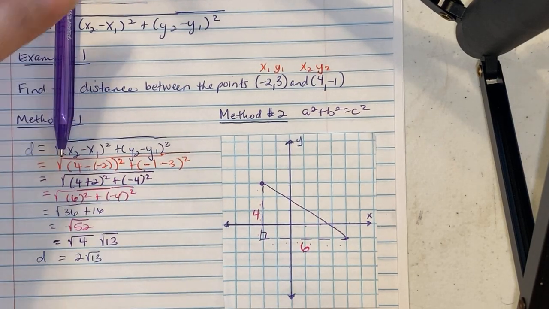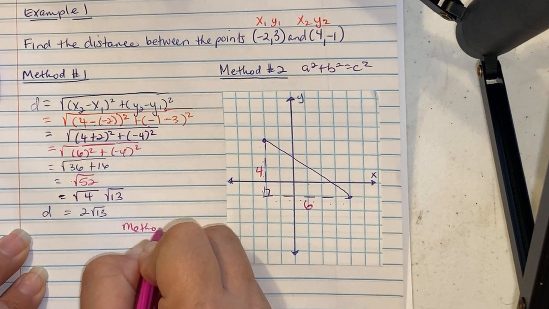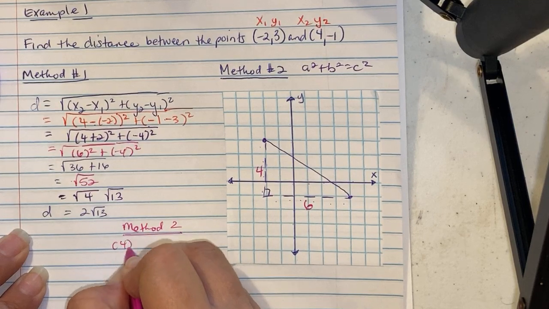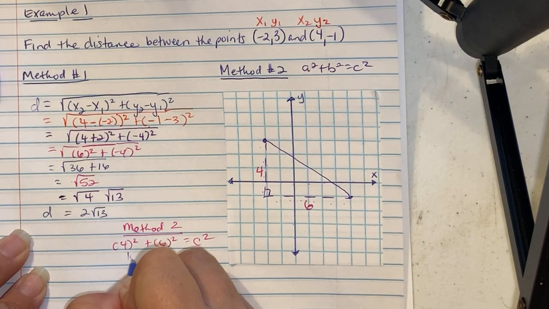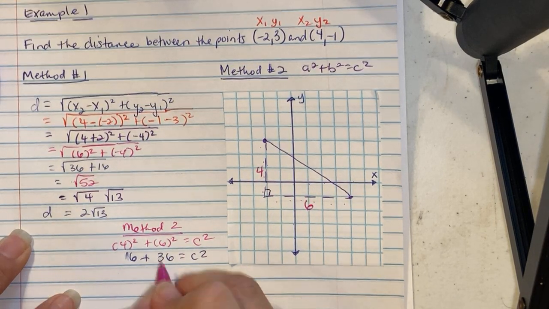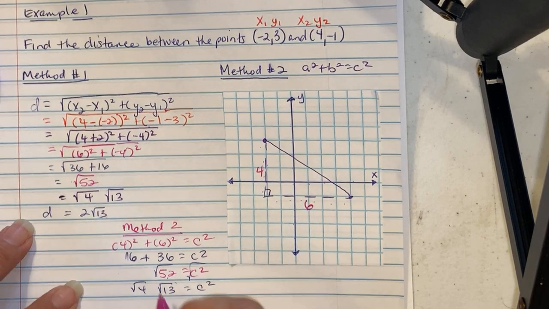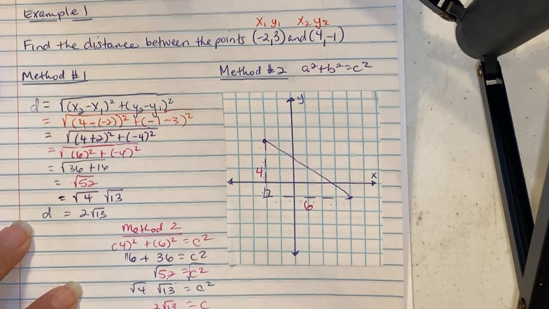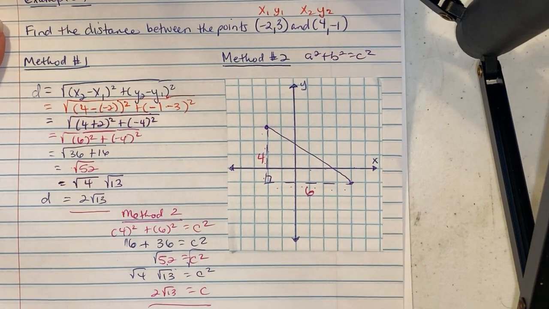So remember I said Pythagorean Theorem. Well, remember a squared plus b squared equals c squared. So method 2: 4 squared plus 6 squared equals c squared. 16 plus 36 equals c squared. That gives us 52, which then we can take the square root of again. And again, remember, deck of cards, that's 4 and 13. So we end up with 2 square roots of 13 for the same measurement. I have the same answer, 2 different ways, 2 different formulas.